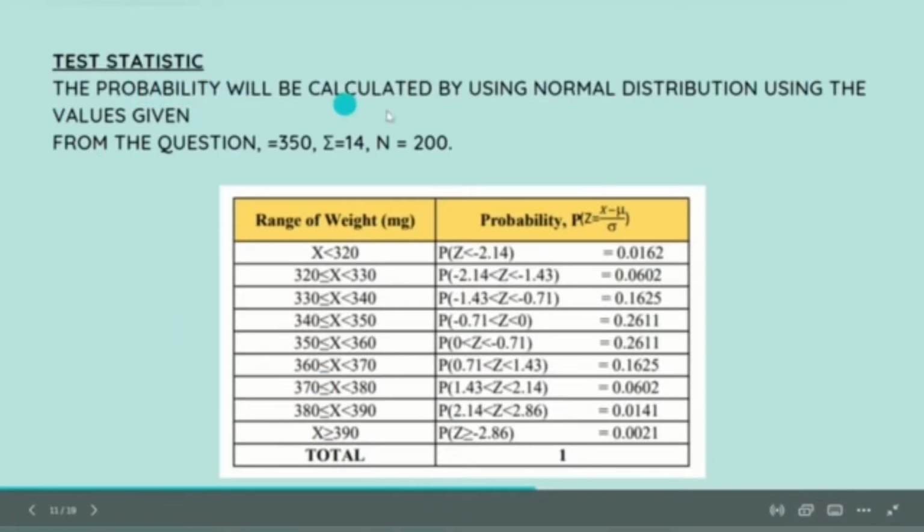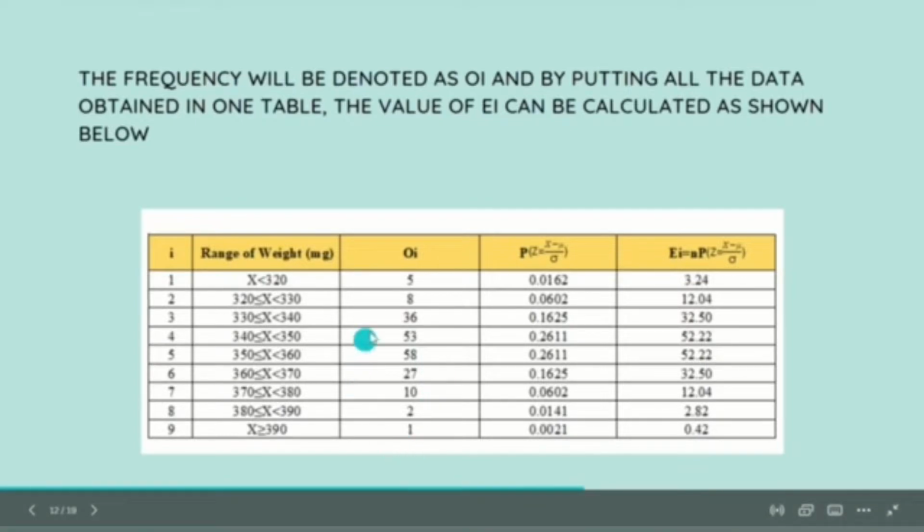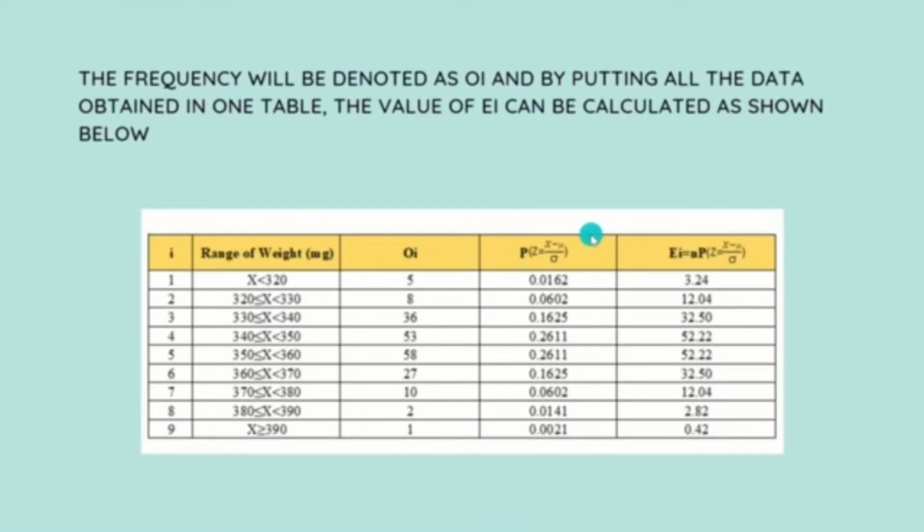In the test statistic part, this test statistic table shows i, x, Oi, P, and Ei. Oi means the observed frequency, Ei is the expected frequency, and P is the probability. In this case, we calculate the probability by using the normal distribution formula.